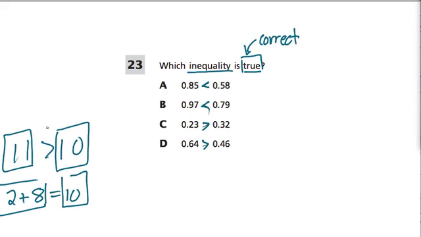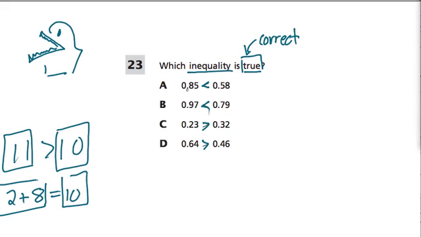And the key is to know how to read the symbol here. The way the symbol is typically read is that the way it's opened up, you could think it was having a mouth with teeth, like it's some kind of alligator. Well, this alligator is hungry, and it wants to eat the bigger number. So, the inequality that's written correctly will be trying to eat the bigger of the two numbers.